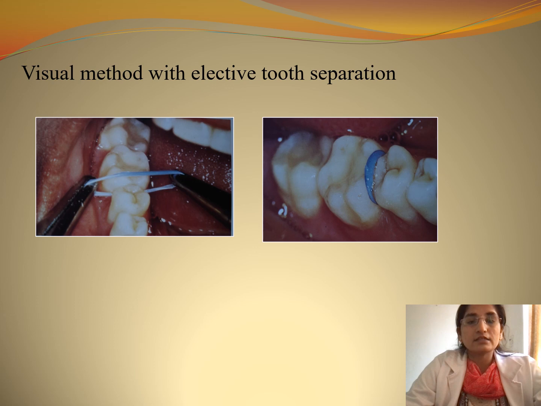As given in the picture, this is one of the visual methods with elective tooth separation with rubber bands.